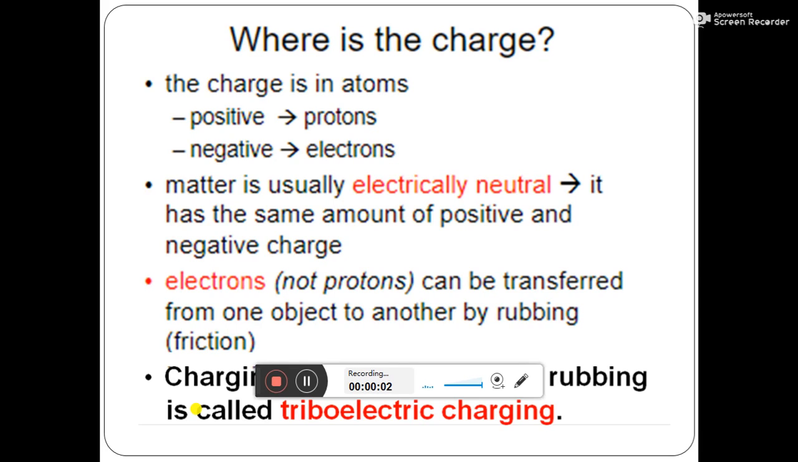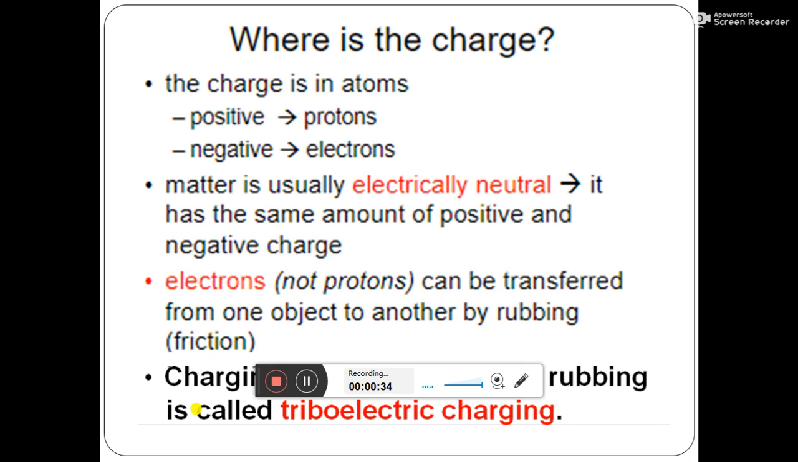Where is the charge? The charge is in atoms. We know that the atom is electrically neutral and is made up of negatively charged electrons, positively charged protons and neutrons that have zero charge. So, the charge is in the atom. And also we came to know that protons are having positive charge and electrons are negatively charged.